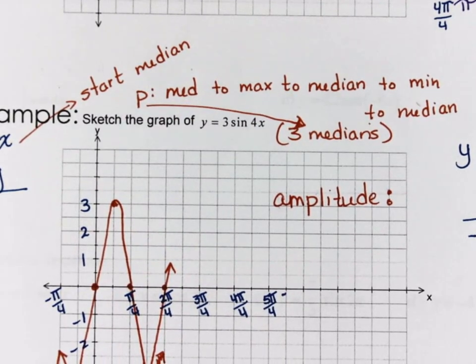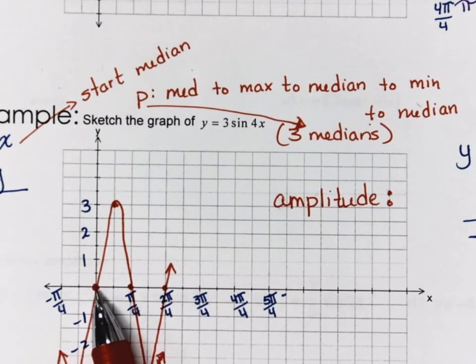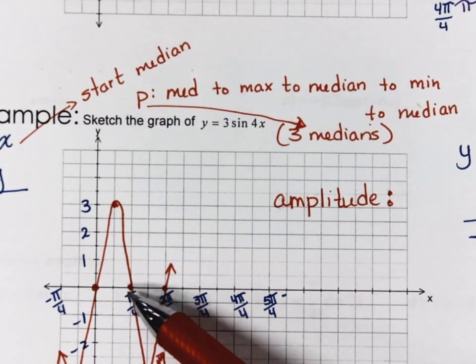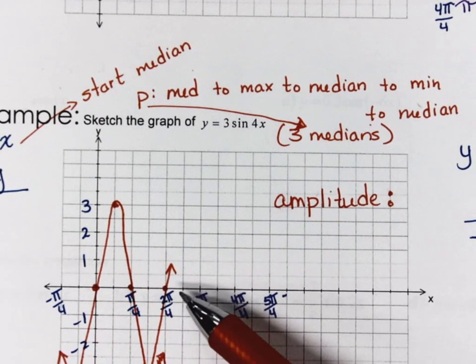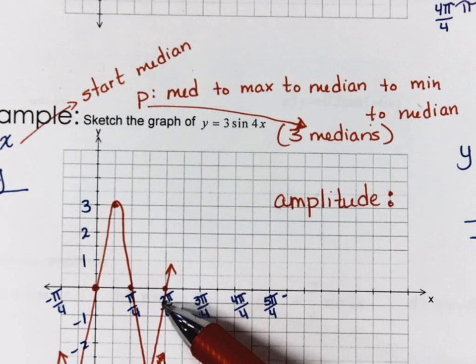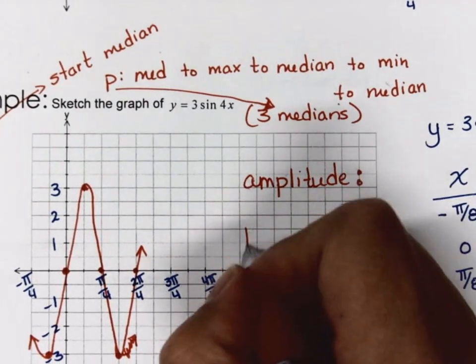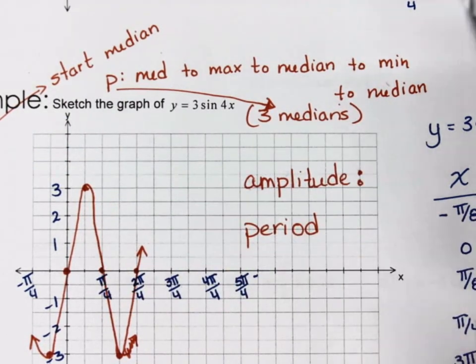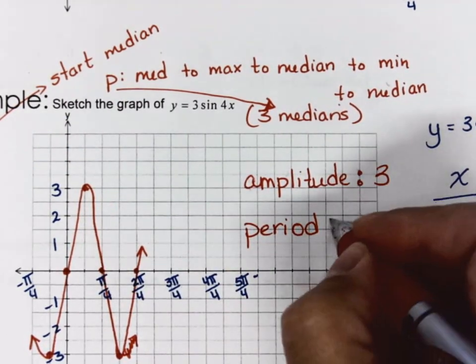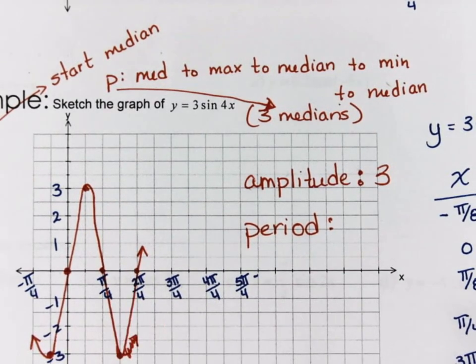So when I look at a period of a function, here's a median, conveniently at 0. Then we have our second median at pi over 4. And we have our third median at 2 pi over 4. So our amplitude of this graph is 3. And our period, so we're 1, 2, 3 medians.